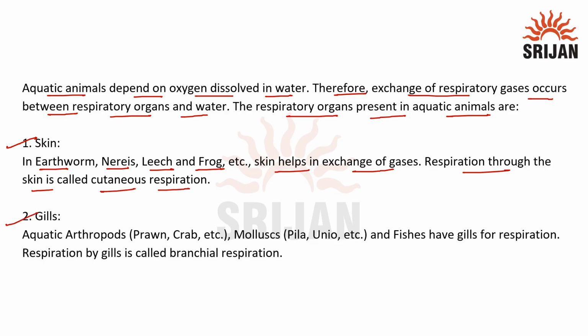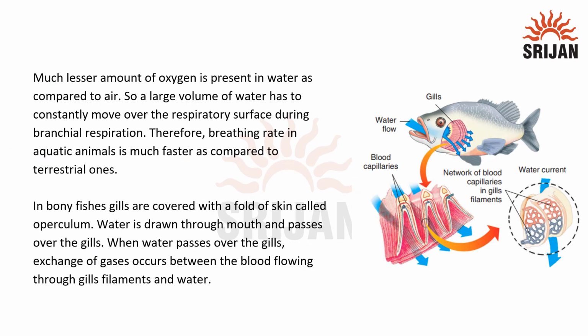Next is gills. Aquatic arthropods such as prawns, crabs, mollusks such as pila and unio, and fishes have gills for respiration. Respiration by gills is called branchial respiration. So if respiration is by skin, it is called cutaneous respiration, and if it is by gills, it is called branchial respiration.